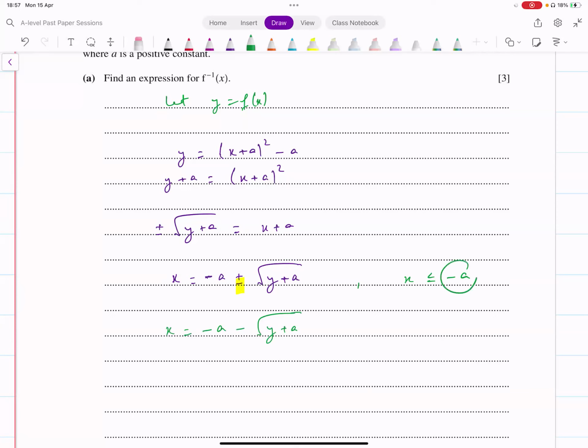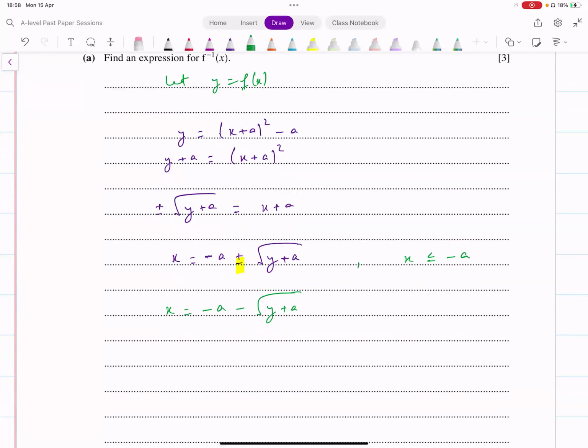Why? Because we want x to be less than or equal to minus a. If we are adding something to minus a, that will give you a value that's greater than minus a. That's not what we want. We want something less than that. So for that, we have to use minus sign.